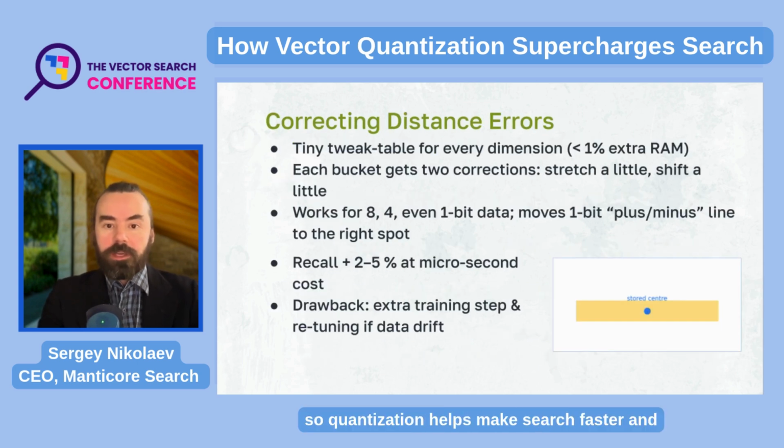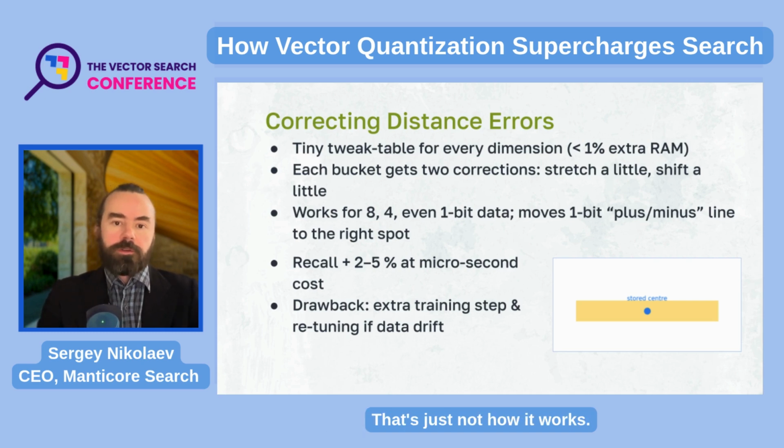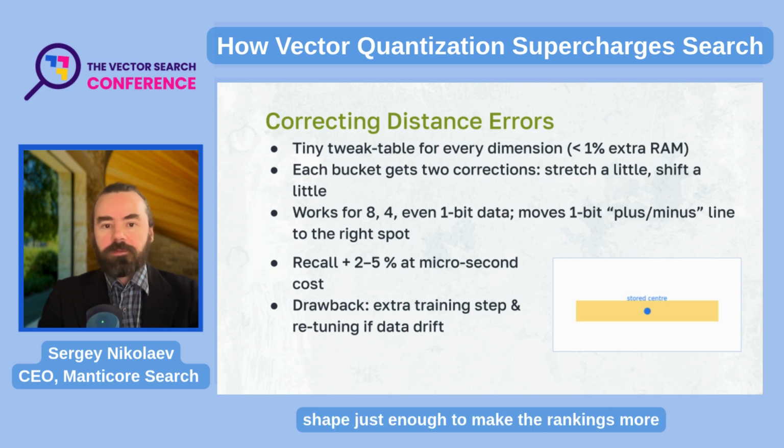Alright, so quantization helps make search faster and more efficient, which is great. But there is a trade-off. It kind of bends the math a bit. Things get a little imprecise. Now this next part is really about fixing that. We can't fully uncompress the vectors. That's just not how it works. But what we can do is adjust their shape just enough to make the rankings more accurate.